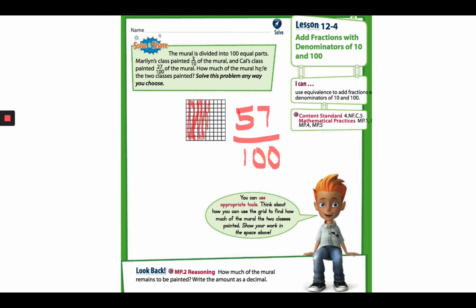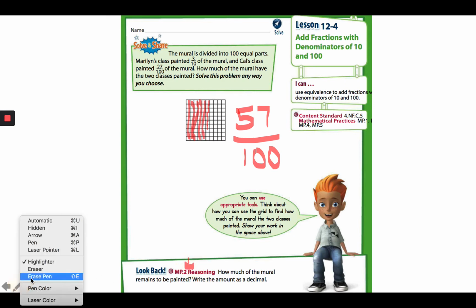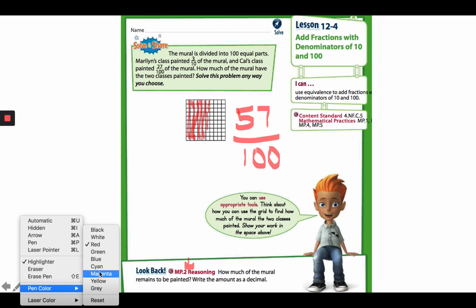So 57 hundredths of the mural has been painted by the two classes. All right. And then it says how much of the mural remains. Well, on the bottom right here, it says how much of the mural remains. Well, let's just pick a different color, and we'll go with blue.